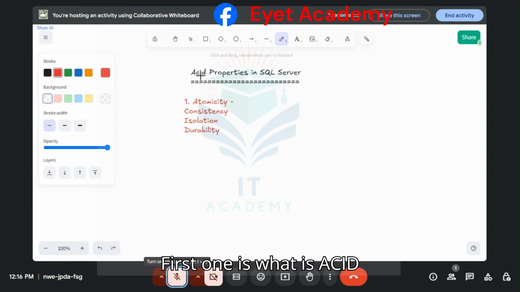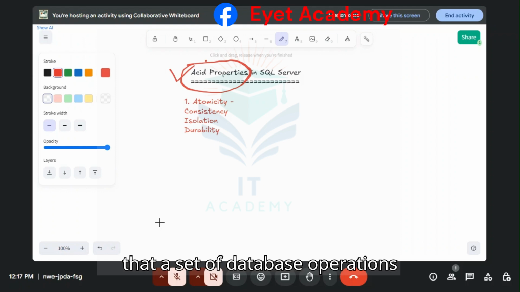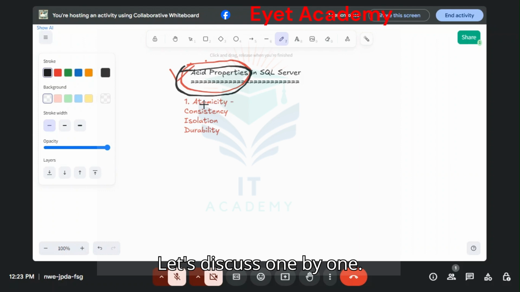First one is, what are ACID properties? ACID properties ensure that a set of database operations grouped together in a transaction leave the database in a valid state even in the event of unexpected errors. Let's discuss one by one.